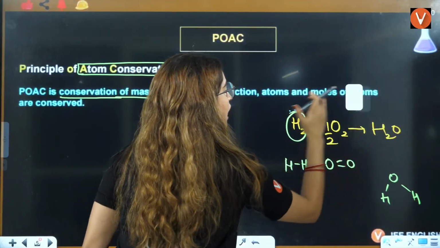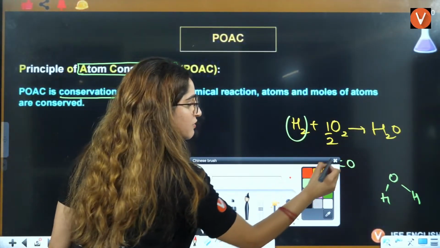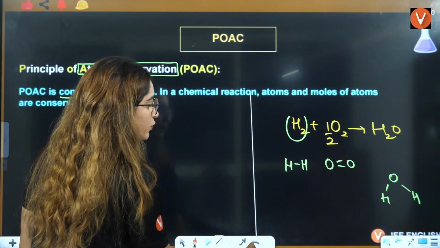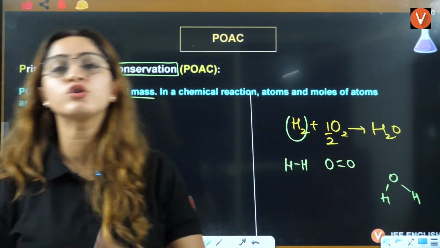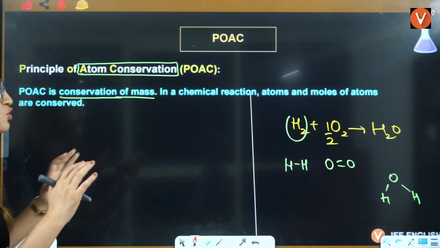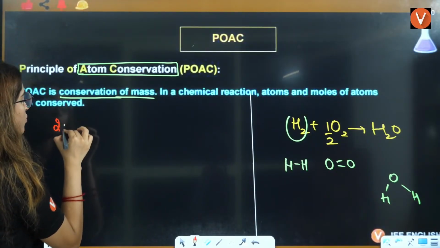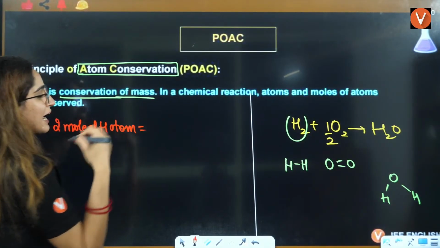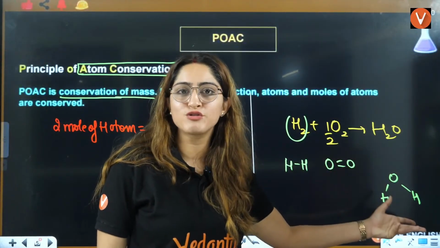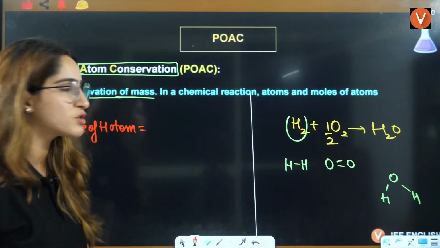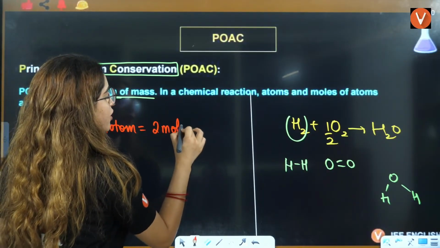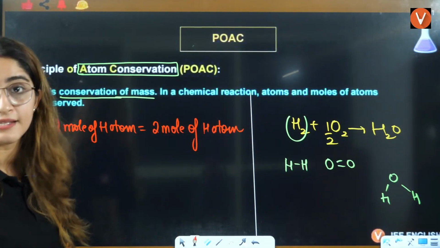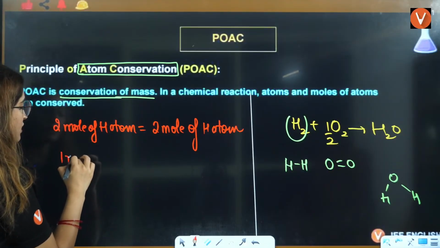Let's write it, okay? How in terms of moles of atoms can you write it? Can you see that on the left side and right side what we can write here? On the left side it is 2 moles of hydrogen atoms. On the right side, what do you have? 2 moles of hydrogen atoms. So you can say 2 moles of hydrogen atoms. That means, can I say hydrogen atom is conserved? Yes, right?